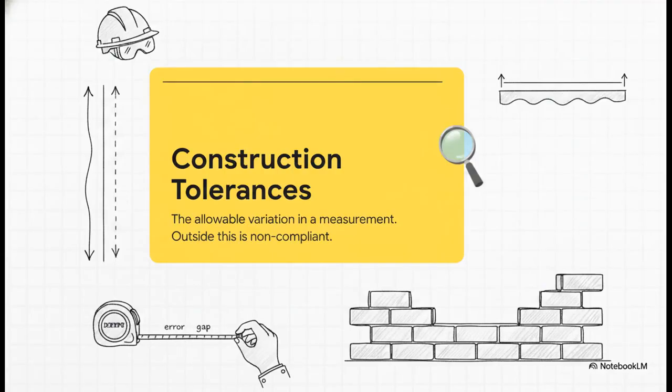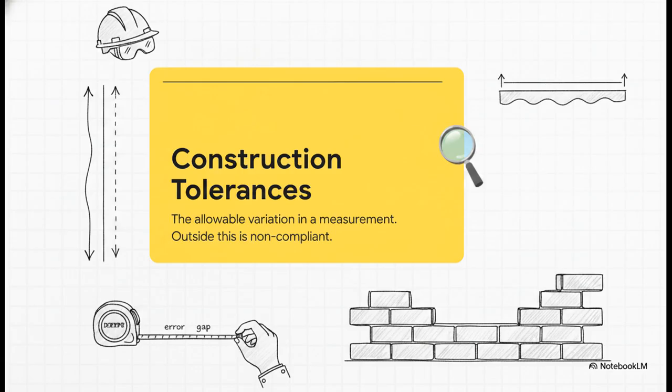Now, I want to pump the brakes for a second, because this next concept is absolutely foundational. Inside that workmanship section of the specs, you're going to find construction tolerances. Tolerance is basically the strict allowable millimeter variation in a measurement. If your work falls outside that tiny margin, it's non-compliant. You're tearing it down and doing it again.